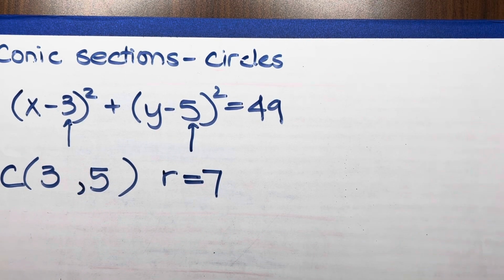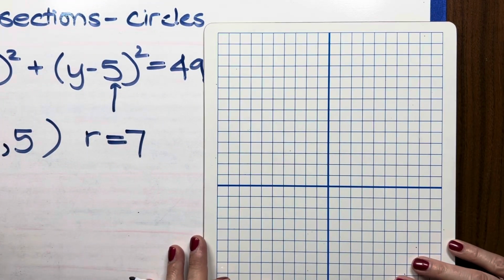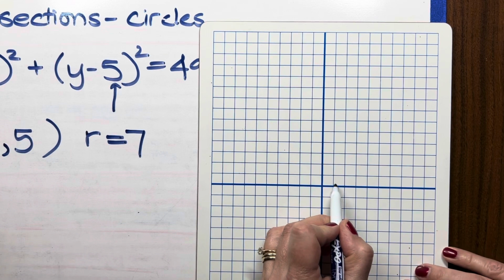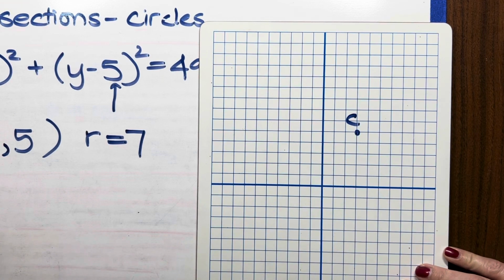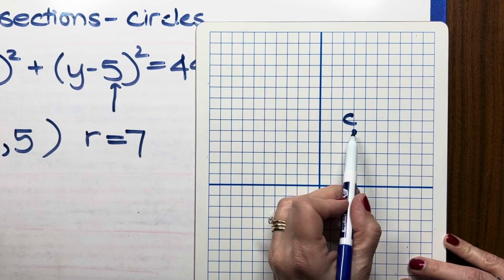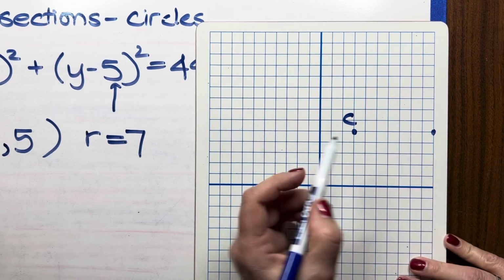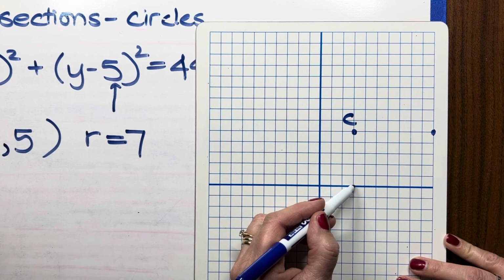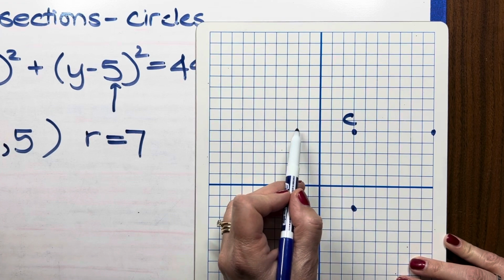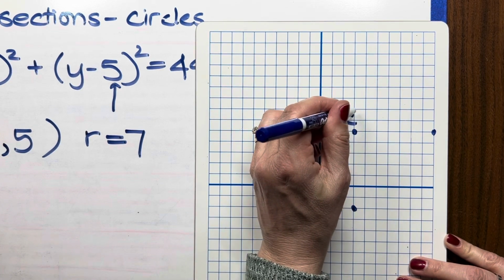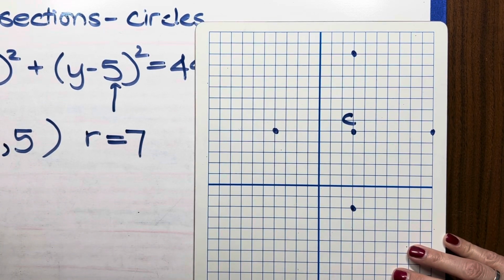So now I'm going to sketch what this looks like. I'm going to move my center to 3, 5. So I'm going to go over here, 1, 2, 3, and then up 1, 2, 3, 4, 5. Here is my center. Now my radius is 7 spaces from the center. So 1, 2, 3, 4, 5, 6, 7. This was already 5, so now I'm just going to go 7, which is 2 more down here. 1, 2, 3, 4, 5, 6, 7 to the left, and 1, 2, 3, 4, 5, 6, 7 to the right. This is a larger circle, and it's shifted over.